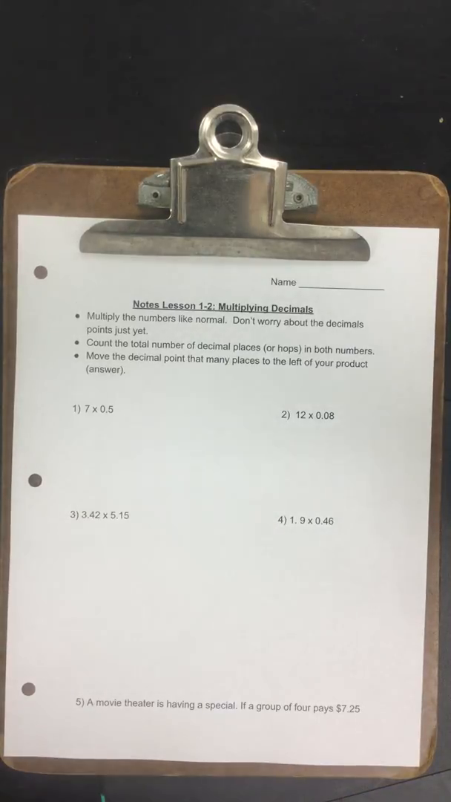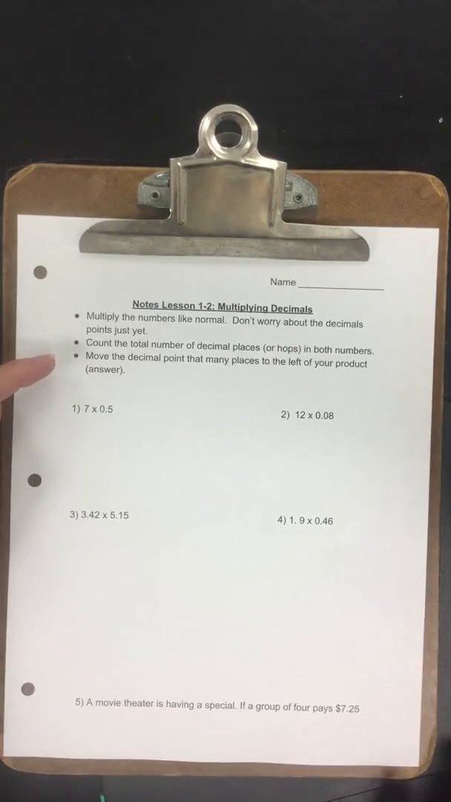Okay, so today we are going to review how to multiply decimals. I've got some things written at the top that are just reminders that you multiply the numbers like normal, okay? We're not going to worry about the decimal points until we get our answer, and then we'll place the decimal point back in. Remember when we were adding and subtracting decimals, we lined up the decimal points, and we do not do that. It just makes it more difficult if we do that while we're multiplying.